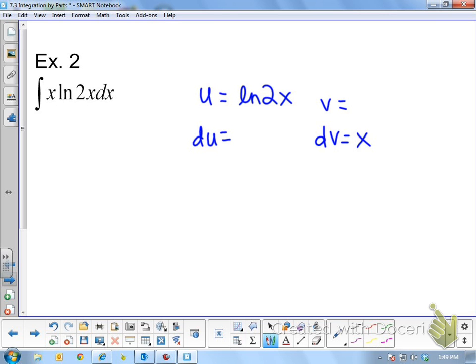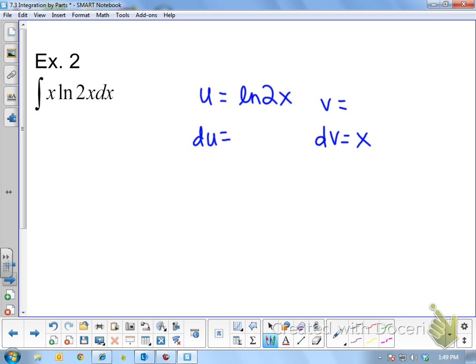So when we differentiate ln of 2x, what are we going to have to do to take the derivative of this? What rule must we apply? Chain rule. If it was ln of x, we know the derivative of ln x. Or we should, what's the derivative of ln x? 1 over x. But we have to do chain rule.